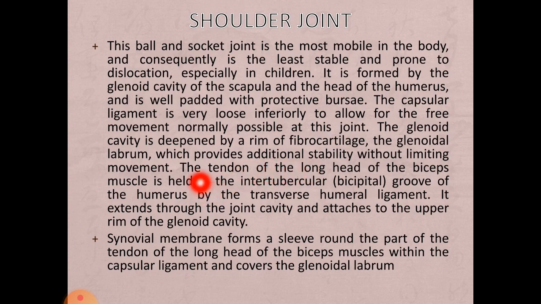Next we have the glenoid. After the glenoid labrum, we have the tendons of the long head of the biceps brachii muscle, which is held in the intertubercular, also called the bicipital groove of the humerus, and it is basically connected to the joint cavity through the transverse humeral ligament.